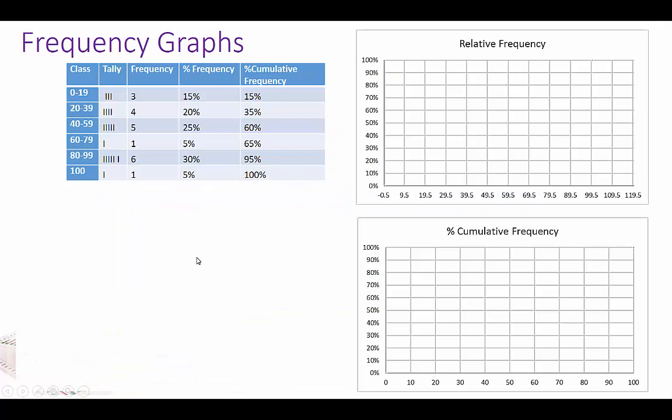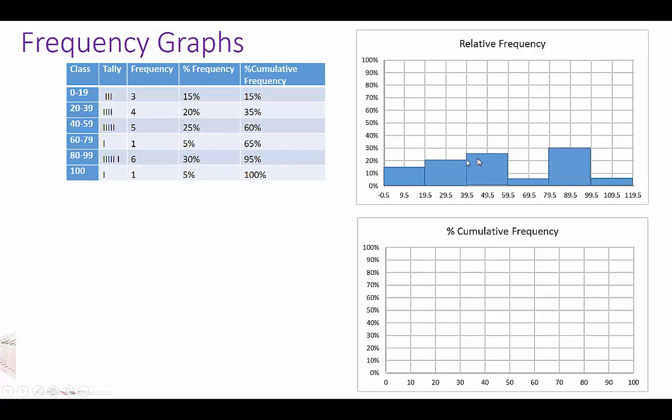a cumulative frequency graph. So let's start with the relative frequency graph, and this one's going to look like a histogram. So I've got 15% from 0 to 19. I went ahead and made my bar center and everything, so it's nice. And then we've got 4 here, or 20%, 25%, 5%, 30%, and 5%.